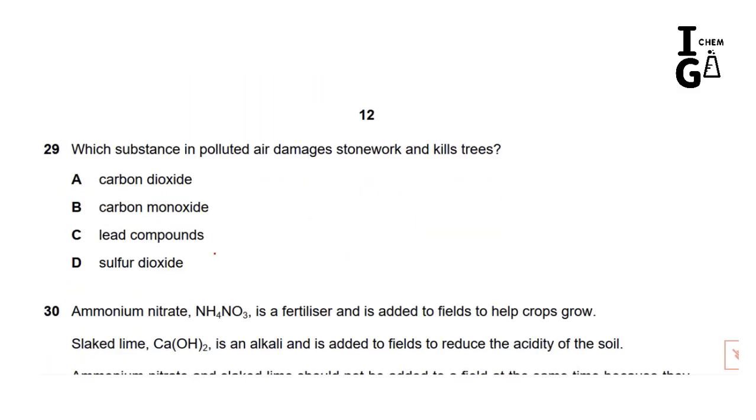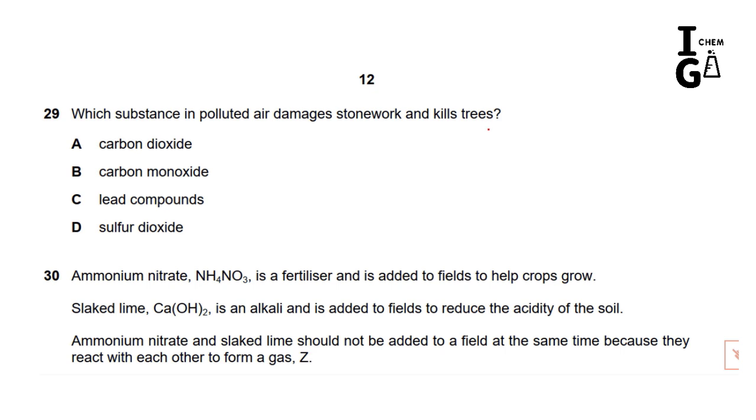Okay? 29. Which substance in polluted air damages stonework and kills trees? I think, guys, everyone also knows something called acidic rain. So for acidic rain, of course, this is not carbon dioxide, not carbon monoxide, not lead compounds. Actually, it's sulfur dioxide. Guys, sulfur dioxide dissolves in water vapor in the atmosphere to produce sulfur trioxide and then sulfuric acid to cause acidic rain.